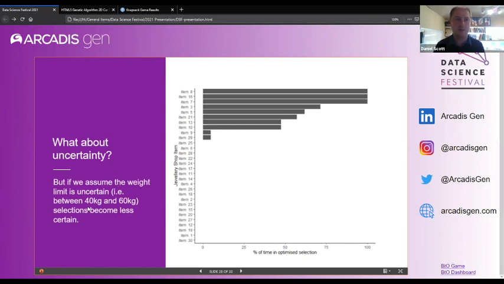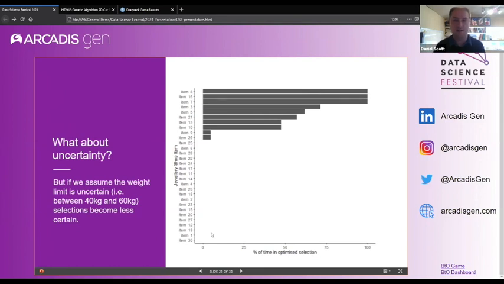And what we can see is a much more differentiated picture. So these 3 up here are still selected in 100% of all of the scenarios that we look at, whether it's a 40 kilogram limit or a 60 kilogram limit. They are relatively insensitive to uncertainty around the weight limit of the bag in this particular scenario. We can also see that these items down here never get selected.